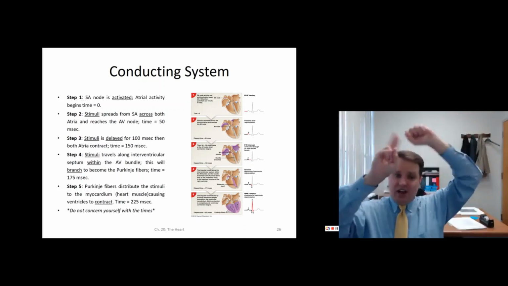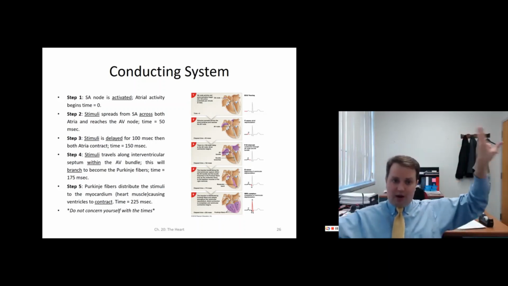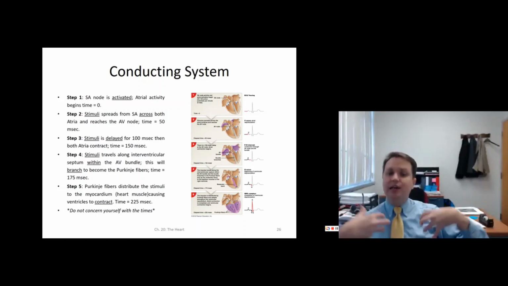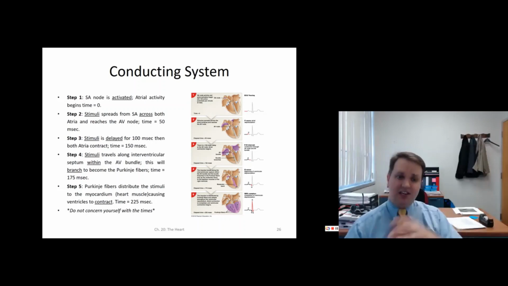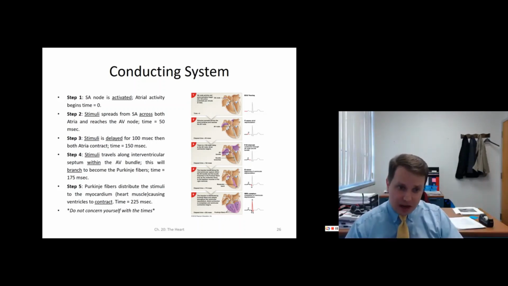Now it goes down the bundle of His to the left and right bundle branches and Purkinje fibers, which takes about 175 milliseconds. Then it goes to the myocardium, causing the ventricles to contract, which took about 225 milliseconds for this to happen. Now, again, do not concern yourself with the times. Make sure you do know the steps. I will ask you where it goes next, things like that.